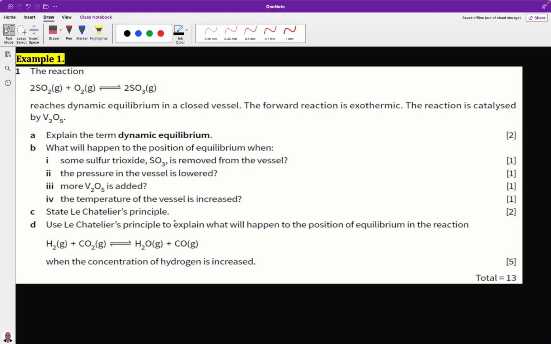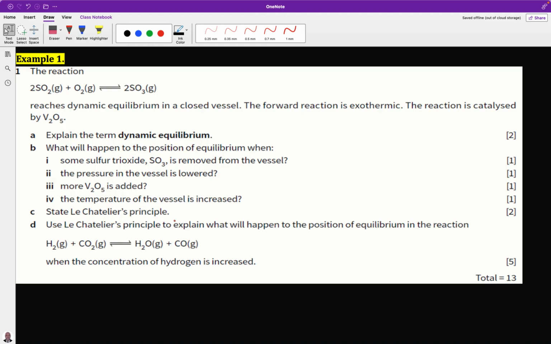In a dynamic equilibrium, this is a situation where the rate of the forward reaction is equal to the rate of the backward reaction. Or you can say it is a situation where the reactants are being converted to product at the same rate as products are converted to reactants.